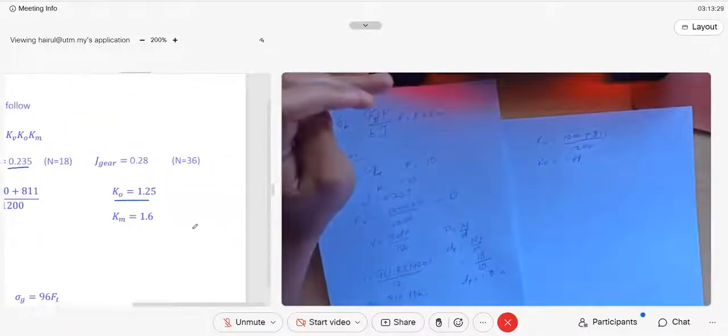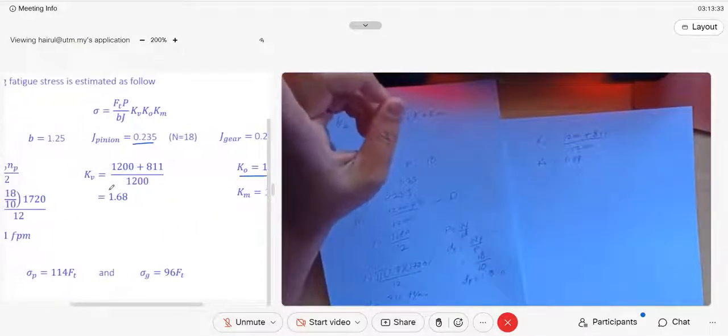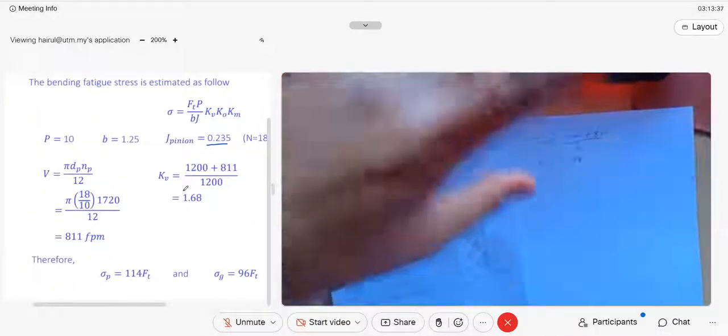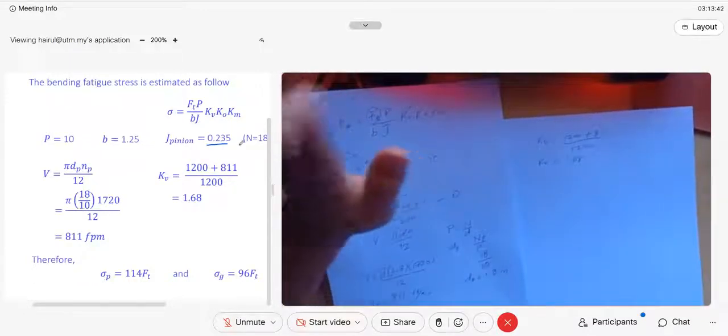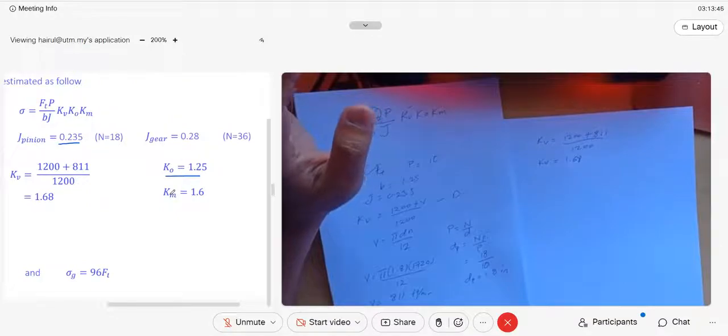Okay, Kv for the pinion is different, guys. Remember, because, sorry, Kv is the same for both pinion and gear. Sorry guys, I mean J is the one that is different. Kv is the same for the pinion. Okay, Ko is 1.25. Km is the mounting factor.